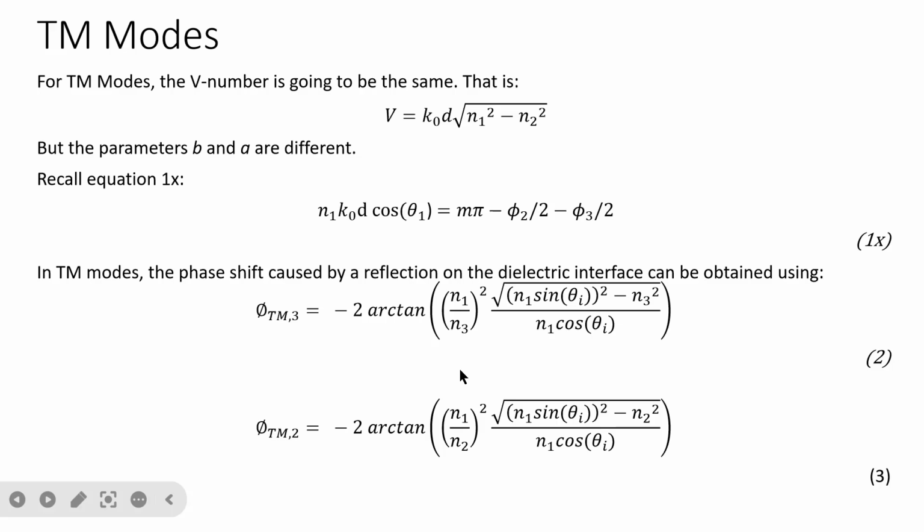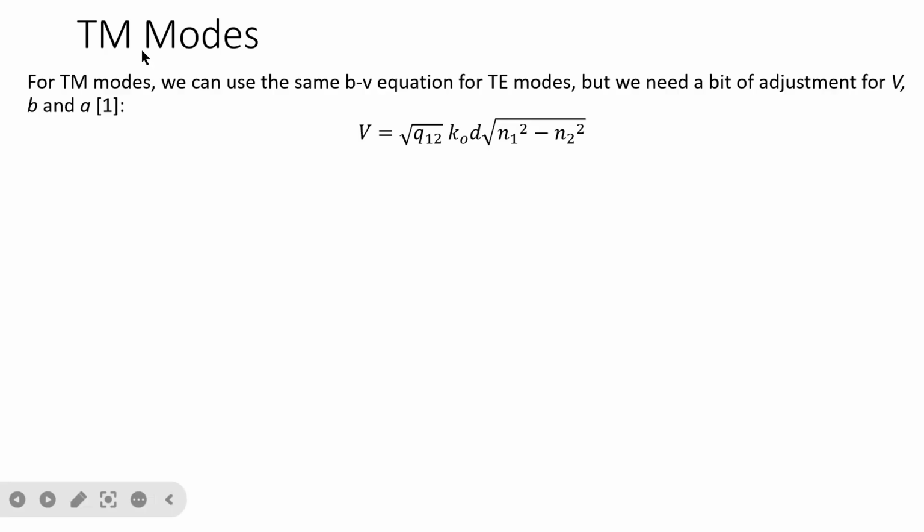However, there is a way to further simplify, and you can reuse the same BB equation even for TM modes. All we need is to readjust B. So original V has no this factor, but for TM mode, you need to add this factor in. And this is the so-called reduction factor.